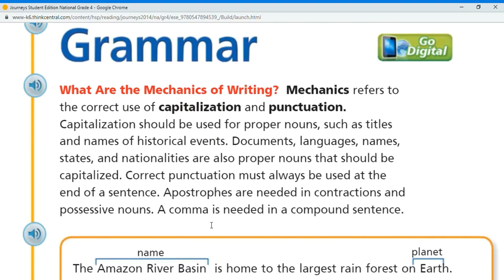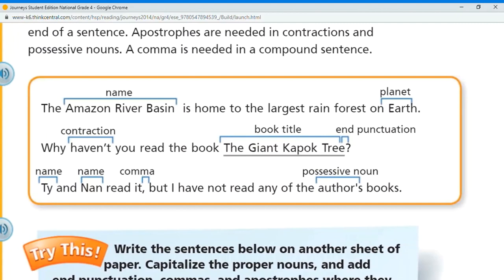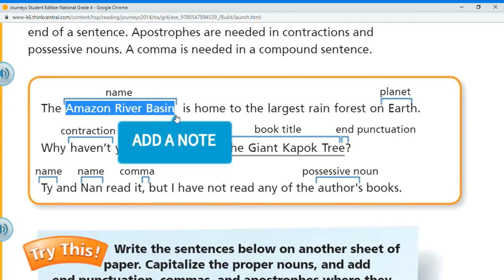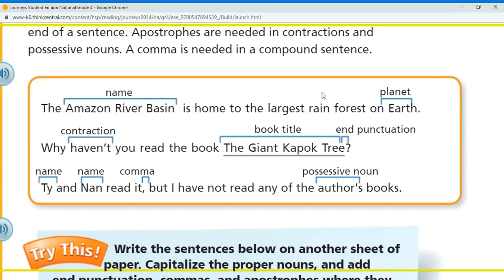Okay, let's go down, guys, to these examples. So the first one, the Amazon River Basin is home to the largest rainforest on Earth. So here, guys, because it's a name of a place, we capitalized each letter. And here, because it's a planet, okay, so it's also a proper noun, so that's why we capitalize the E in Earth. For example, also Jupiter, Mars, Pluto, and so on.